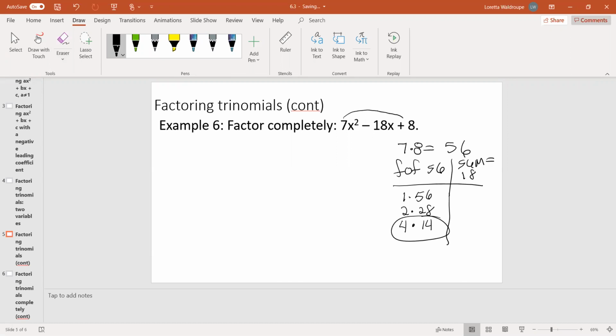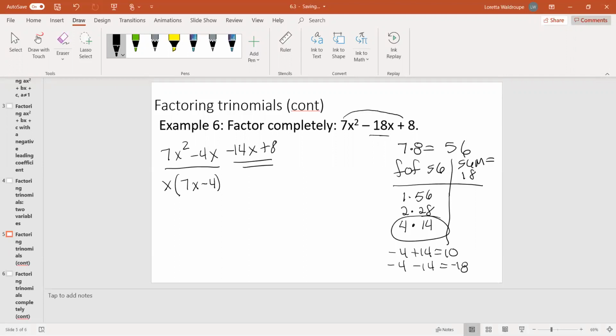Now, negative 4 plus 14, that doesn't work. Negative 4 minus 14, hey, that gives me that negative 18 that I want up here. So I have 7x squared minus 4x minus 14x plus 8. Remember to group. So the first two have an x in common, and I'm left with 7x minus 4.